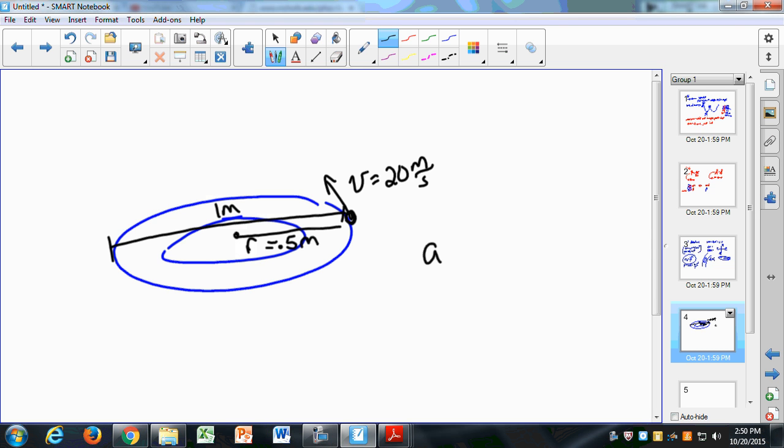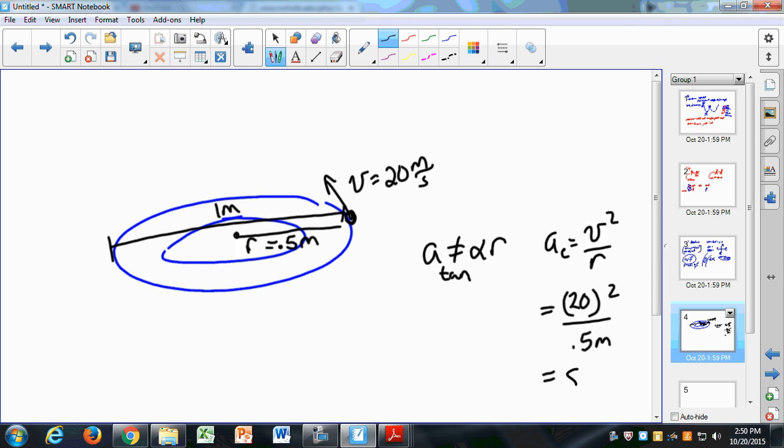Well, the acceleration is not equal to alpha r, because alpha is equal to 0. That would be the tangential acceleration anyway. But I know that it is accelerating. That acceleration is our centripetal acceleration, which is v squared over r. So v is 20 squared divided by the radius, which is 0.5 meters. So it's 400 over 0.5, which is 800 meters per second squared.